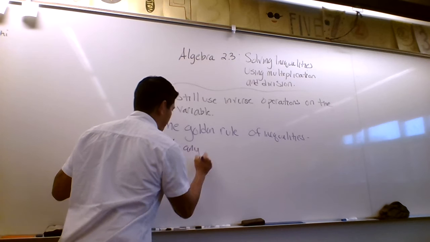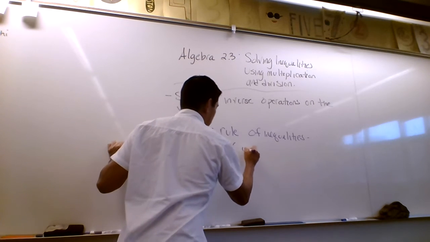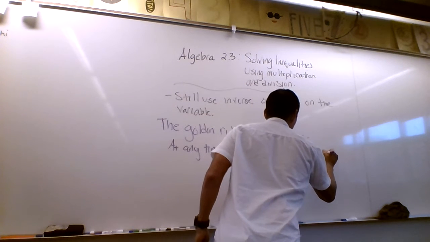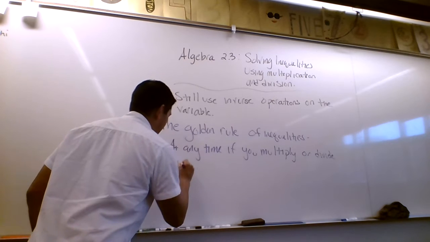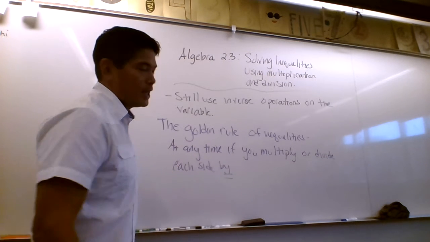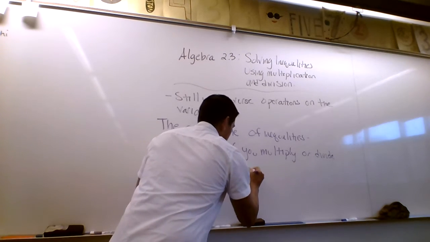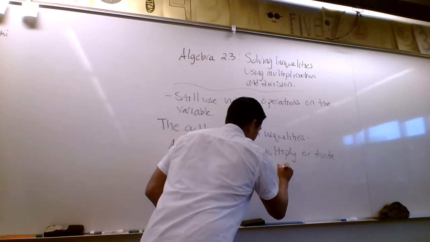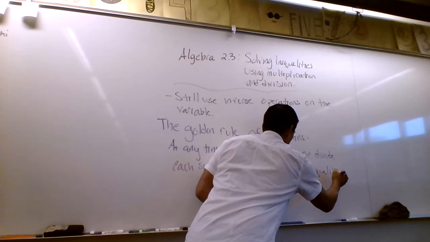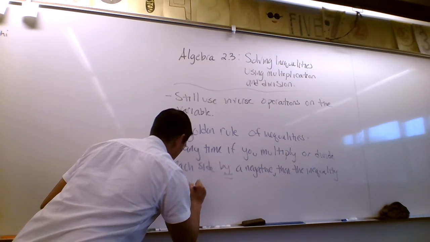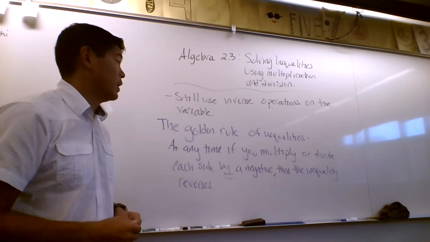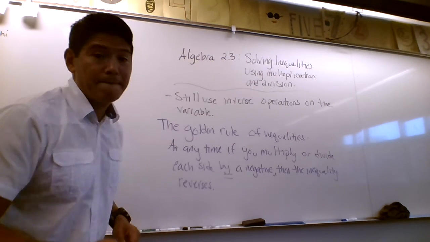So at any time, if you multiply or divide each side by a negative, I'm going to underline that because it's by a negative, that's important. Talk a little bit more about that later. Then the inequality would reverse. You can also say you flip the inequality. You also say you switch the inequality. But we'll take a look at a couple of examples like that.